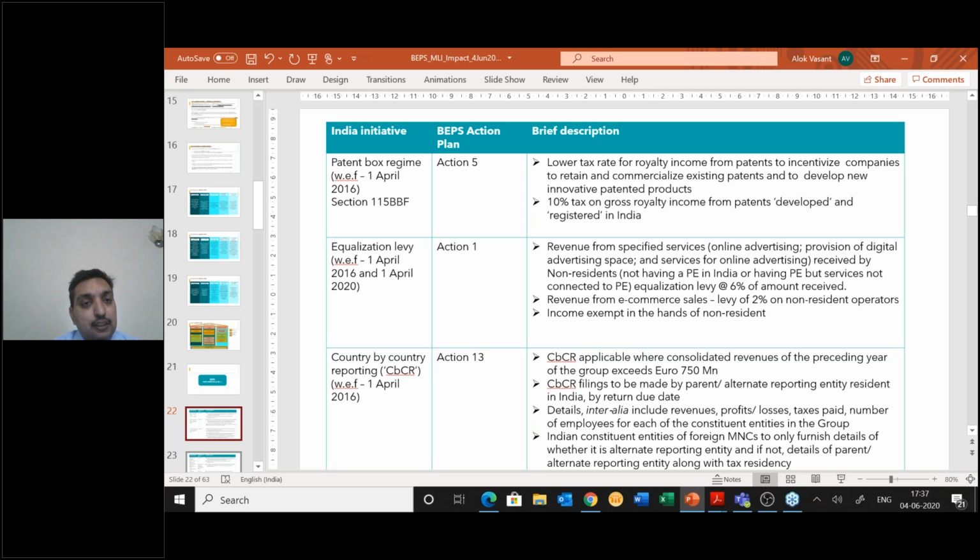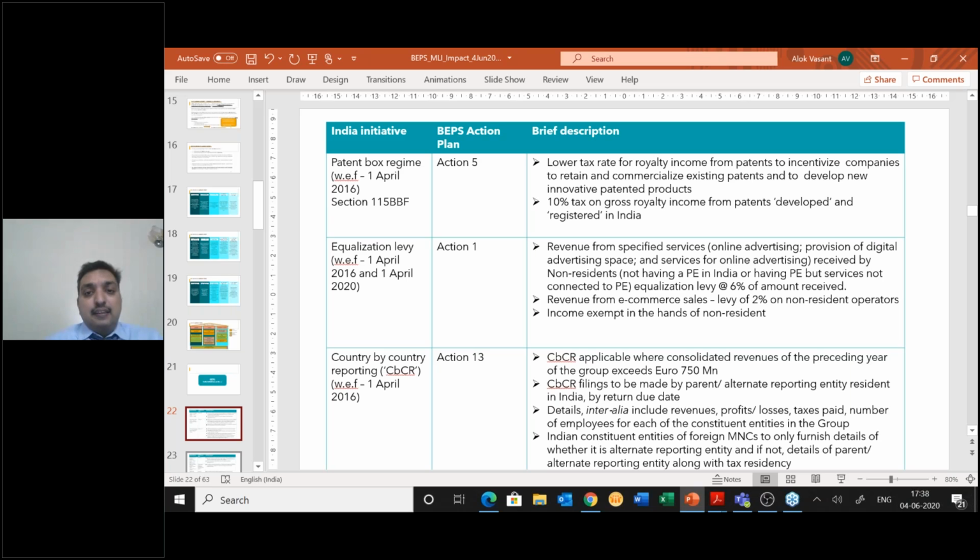Then we talked about equalization levy. So action plan that is pursuant to Action Plan 1, which is digital economy. So revenue from specified services. So we already had online advertising attracting an equalization levy at the rate of 6%. And in the Finance Act 2020, they have introduced equalization levy on e-commerce transactions and levies on the non-resident e-commerce operators.